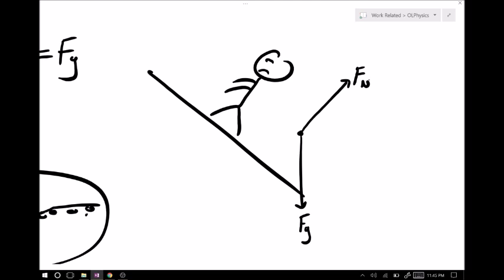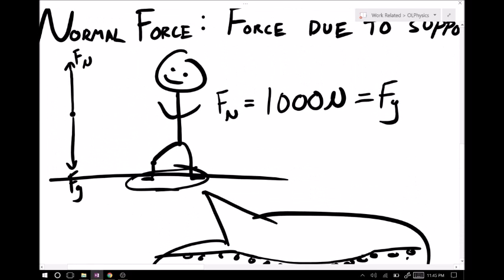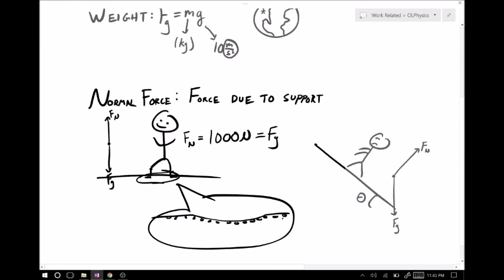So it's still supporting him, but it can apply a force in a different direction than straight up. That's kind of the special thing of normal force. If we wanted to calculate this, we'd have to find the angle of incline, and we'll do that much later. But just know for now, if you are on a flat surface, your normal force will in fact equal your weight. So that's very helpful to know.